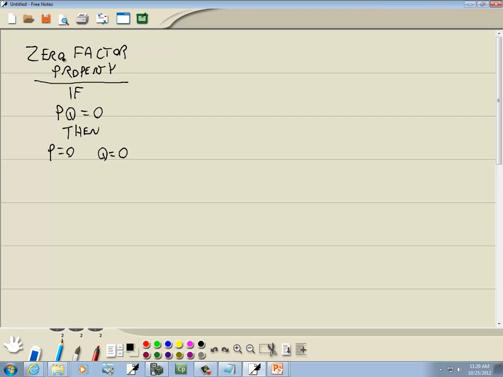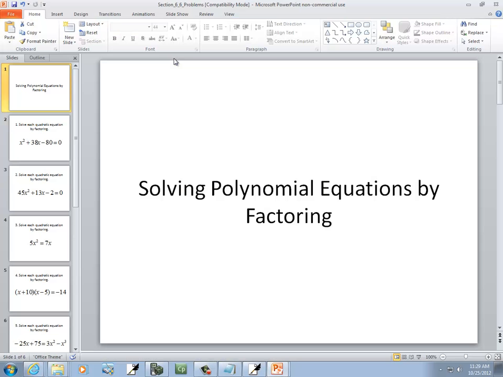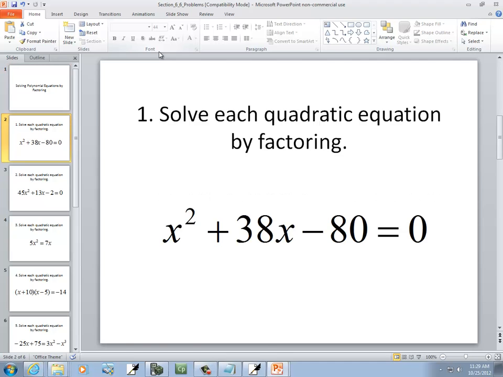This is one I used way back when, some 17 years ago. And the name to me told you exactly what to do. Zero factor property. Zero says get 0 on one side, and factor says factor the other side. Let's take a look at some problems.